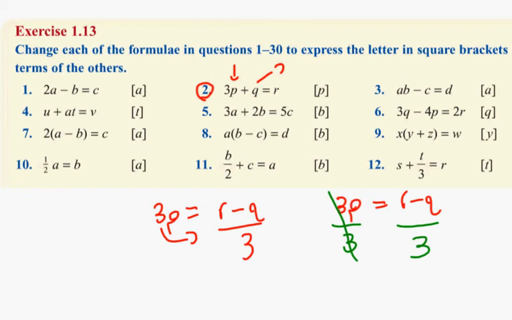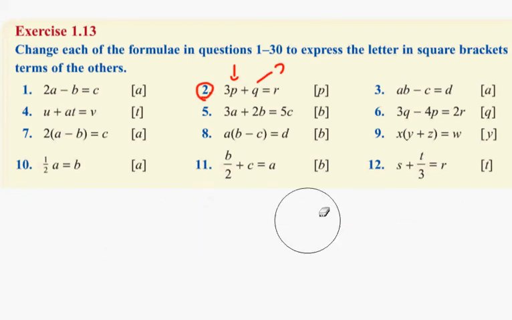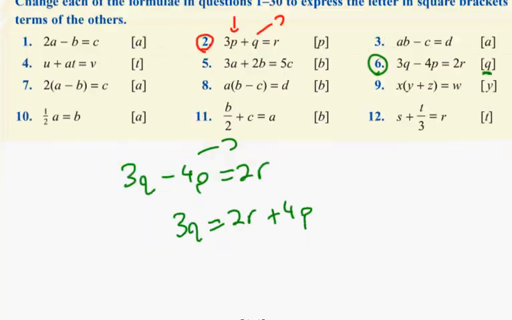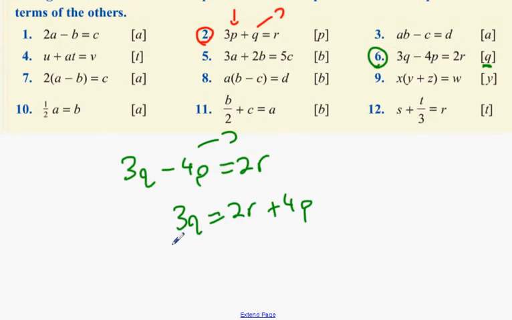Okay, let's try another one. An example would be question 6. Get q on its own. 3q minus 4p equals 2r. Once again, what's the last thing that's going to leave the q? The 3. The 4p goes to the left. Then it's multiplied by 3. Q is being multiplied by 3. So what happens when the 3 moves over to your side? Turns into divide.